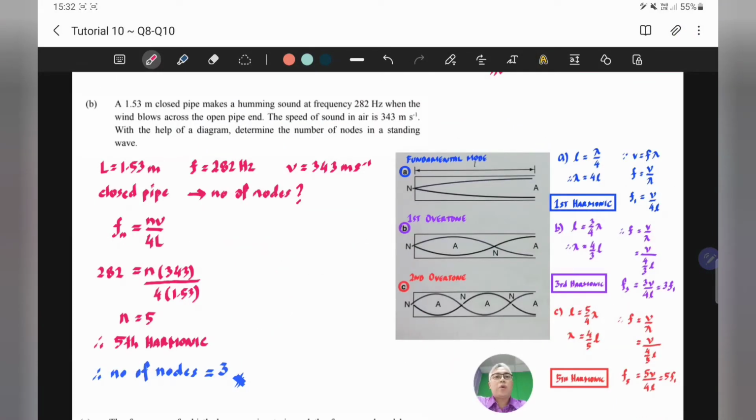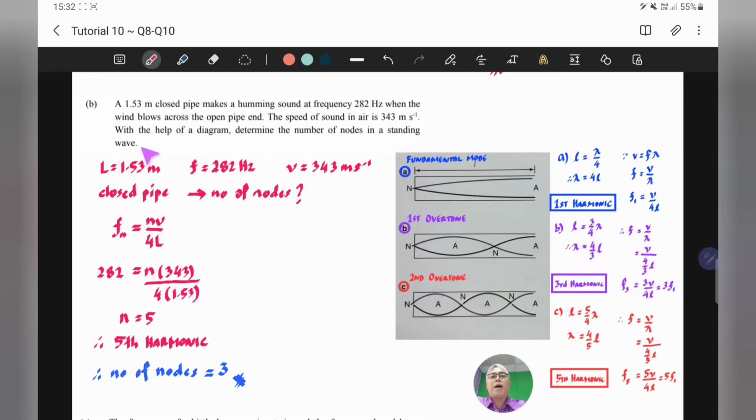Okay, next question number 8B. Read the question first. A 1.53 meters closed pipe makes a humming sound at frequency 282 Hz when the wind blows across the open pipe end. The speed of sound in air is 343 meters per second. With the help of a diagram, determine the number of nodes in a standing wave.